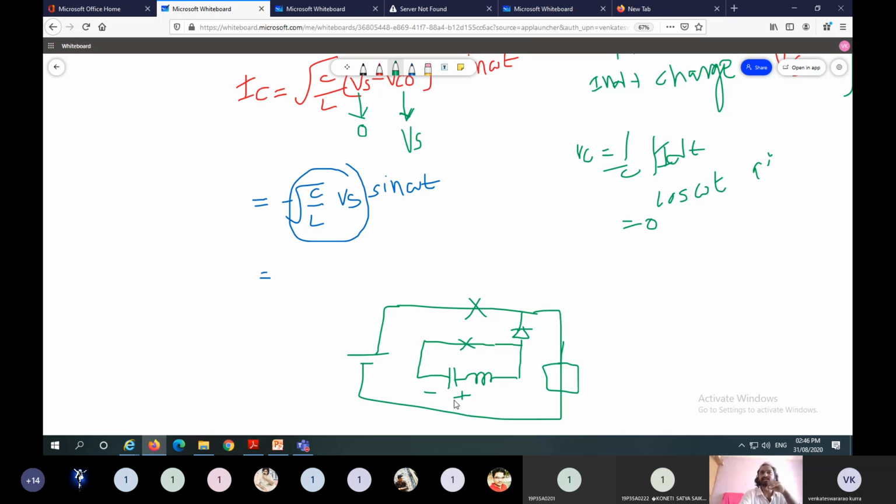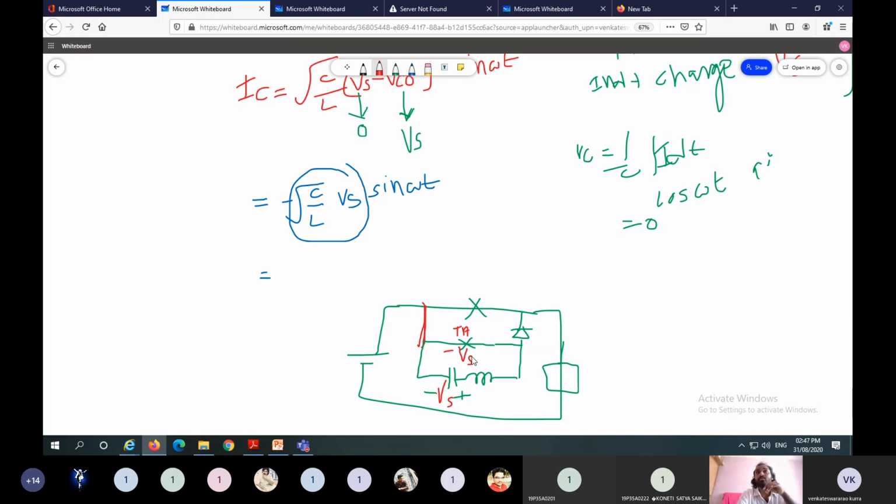So in this condition, 90 degrees to 180 degrees, capacitor charges to maximum negative voltage. So voltage across capacitor is minus Vs. Here the same minus voltage appears across the auxiliary thyristor. This one is the auxiliary thyristor. So the same voltage TA appears across the auxiliary thyristor.